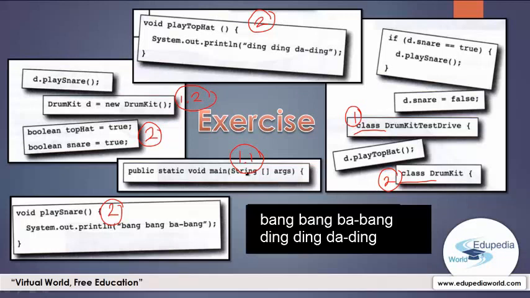Now in the output, the first thing is the bang bang. The bang bang is output from the playSnare method. So the first statement should be the playSnare method call, and then the next statement should be the playTopHat method call, because it includes the ding ding. The playSnare method call is over here, so I'm going to label it 1.3. And the playTopHat method call is in here, and I'm going to label it 1.4.